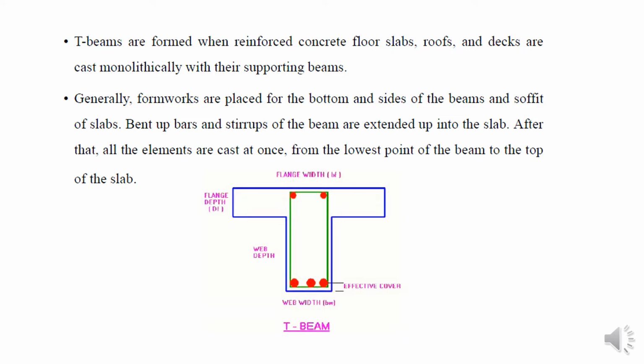T-beams are formed when reinforced concrete floor slabs, roofs and decks are cast monolithically with their supporting beams. Generally, formwork is placed for the bottom and side of the beam and soffit of the slab. Bent-up bars and stirrups of the beams are extended up to the slab. After that, all the elements are cast at once from the lowest point of the beam to the top of the slab. This is about the T-beam. Let us see the design procedure based on IS 456-2000 codal provision.